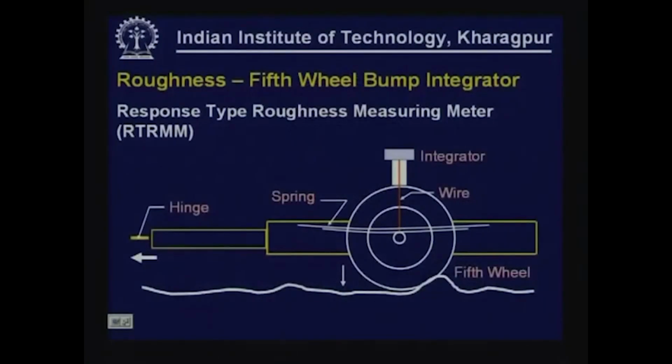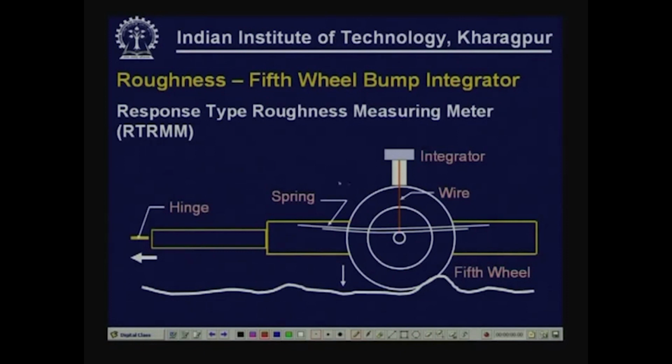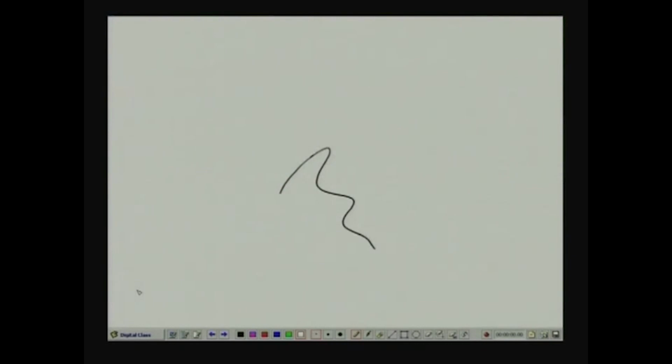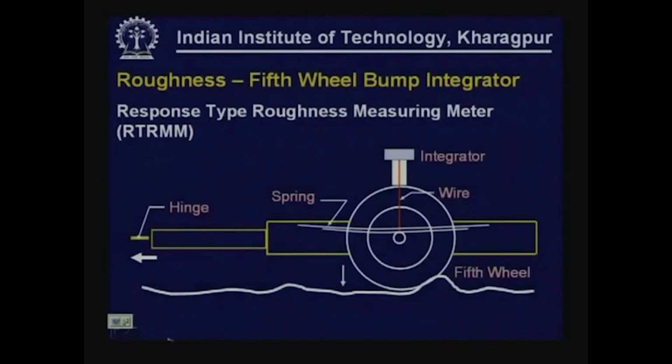For example, in a fifth wheel bump integrator, this is called a fifth wheel because you have one single wheel having an arrangement of chassis and hinge arrangement. So this has to be towed by another vehicle. So you will have another vehicle towing this fifth wheel. This is a single wheel, so this will be towed by another vehicle, rather the fifth wheel will be towed by another vehicle. So that is why this is called a fifth wheel.